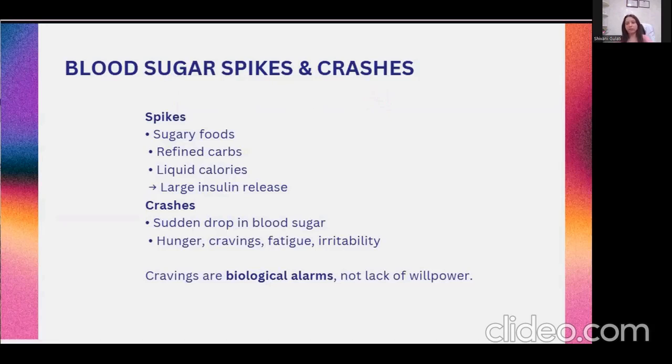जैसे a spike can happen after consuming foods that raise the blood sugar quickly, such as your sugary foods or refined carbohydrates or liquid these things. So this causes a rapid rise in the blood sugar, and the body responds with a large release of insulin to down regulate this. ठीक है.